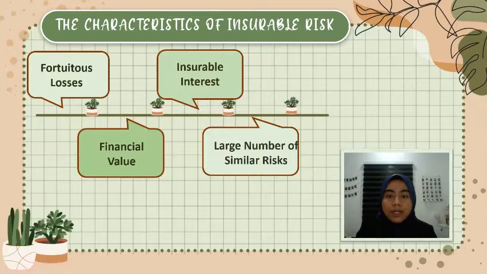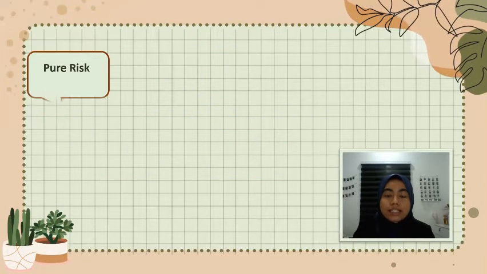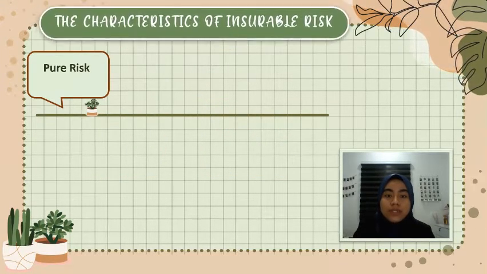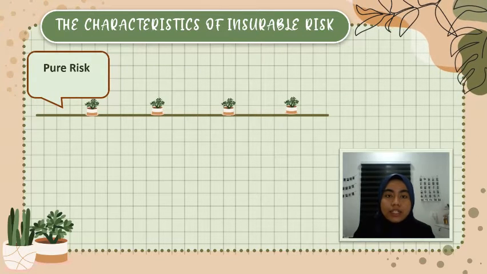Therefore, if there are a large number of similar risks, only then can the risk be classified as an insurable risk. The next characteristic is pure risk. Insurers will only insure pure risk because there is no element of gaining profits. In a pure risk situation, one will suffer a loss or incur no loss. Hence, there is no possibility of profiting from a pure risk.